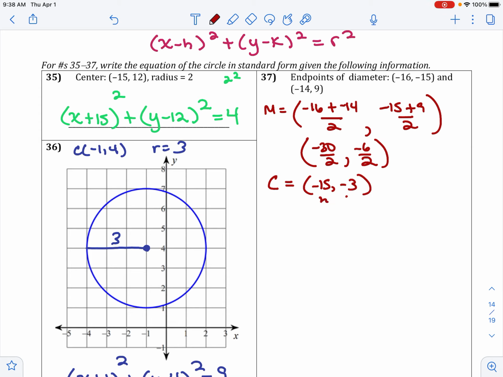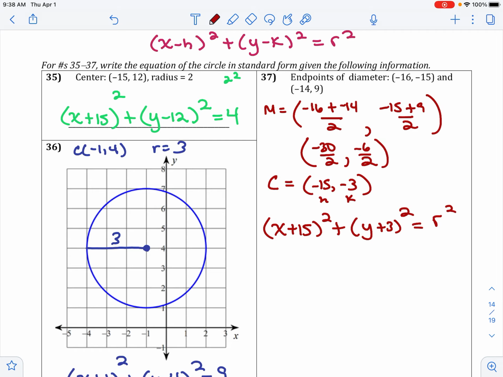So having the center is great because remember, your center is your h, k. So we could actually go ahead and plug that in and we'll almost have our equation done. We do x minus negative 15 is x plus 15 squared plus y minus negative 3 is y plus 3 squared equals r squared.